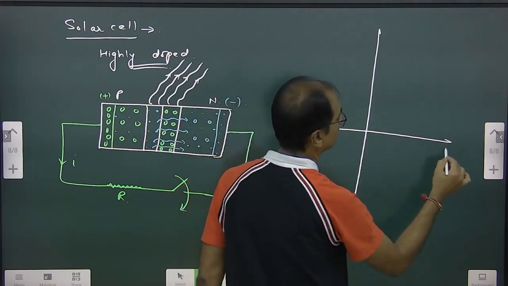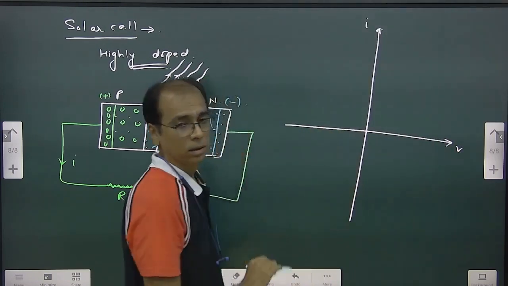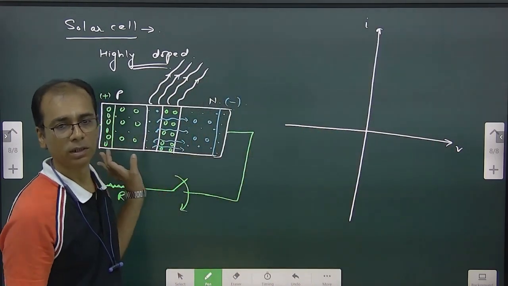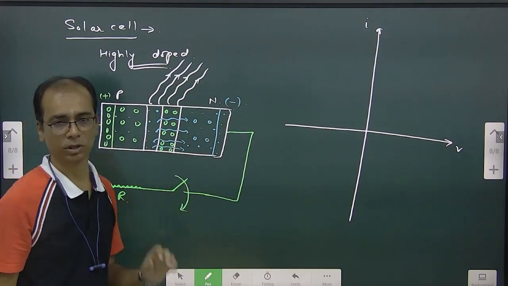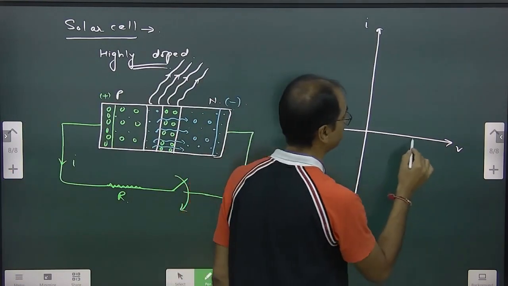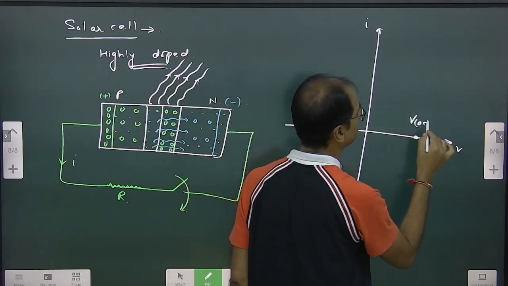A characteristic. Okay, so understand the characteristic. First of all, we are going to keep it in open circuit. When open circuit, that means this is not connected. So what did we get here? Maximum potential difference, positive potential difference. So V open circuit. This is maximum.